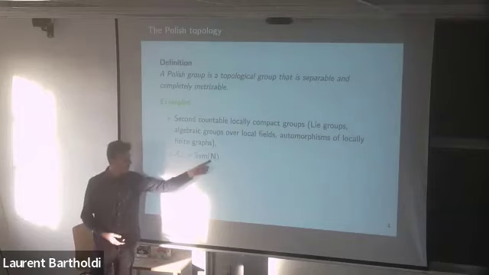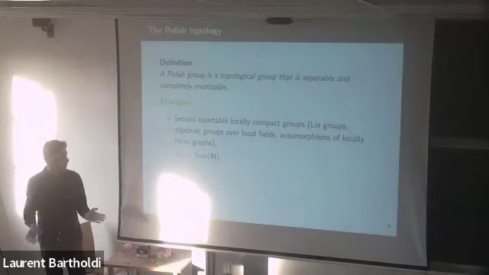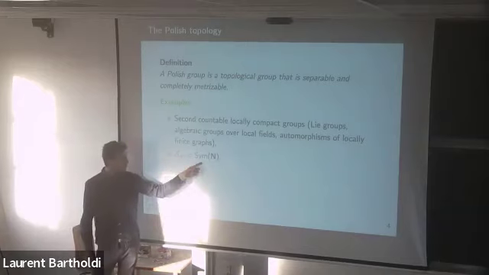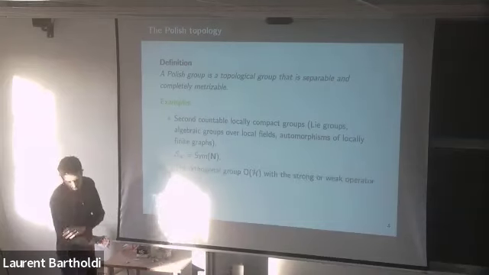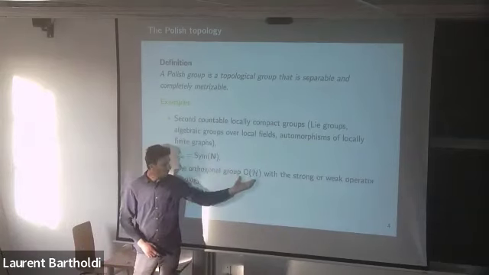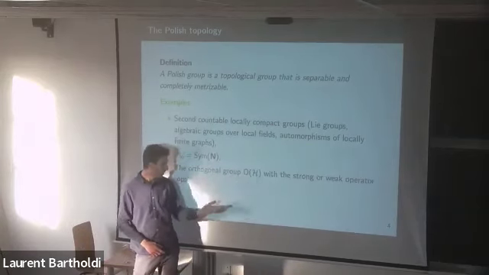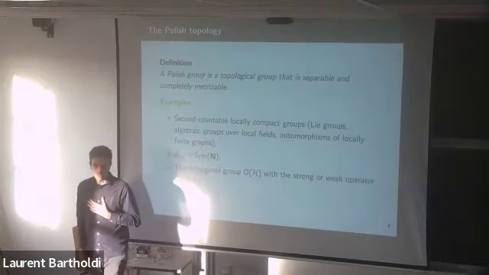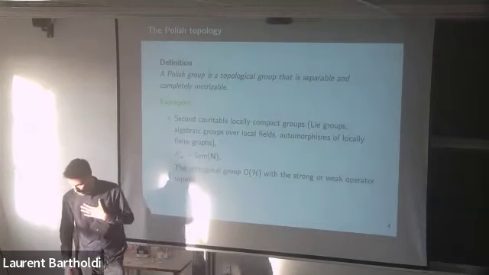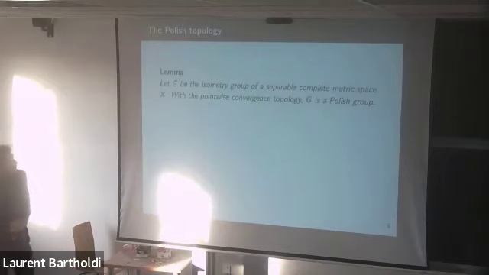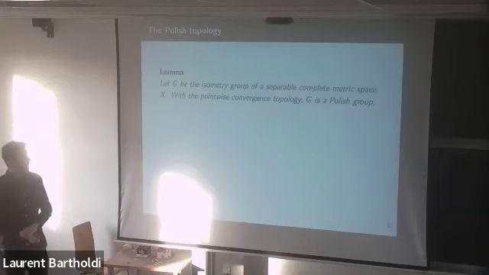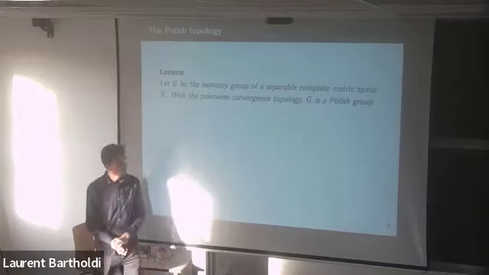For example, if you take the group of all permutations of the integers, not necessarily finitely supported, then equipped with the pointwise convergence topology, it is a Polish group. Another example: if you take the orthogonal group of Hilbert space and equip it with the strong operator topology, then you get another kind of Polish group. Let me introduce the Polish topology on the isometry group of the infinite-dimensional hyperbolic space. The construction is actually quite generic. If you take a metric space X which is complete and separable, then its isometry group G has a Polish topology, the pointwise convergence topology.